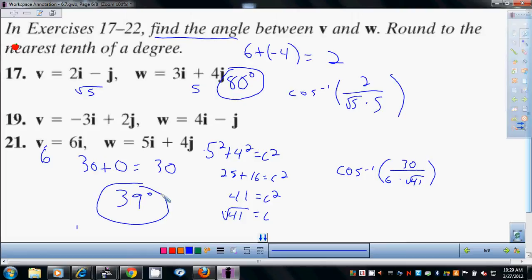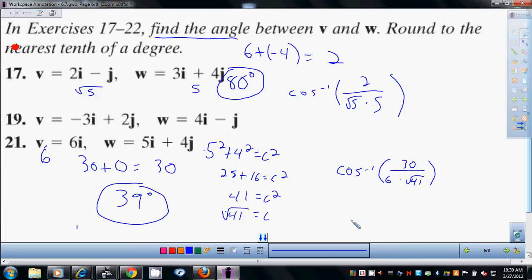Questions about that one? If you're doing one of these and you get a 0 dot product, just stop and put 90. Well, you could finish it, but you're going to get 90. So I would stop. Exactly. Wasting time. Not good. Okay. Other questions from this slide?